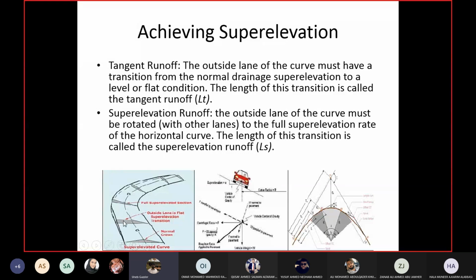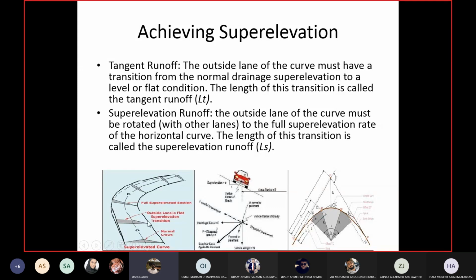This is tangent runoff. Then the next step is known as super elevation runoff. In super elevation runoff, the outside lane plus any lane which doesn't have slope equal to full super elevation is raised to the value of full super elevation. For example, let's say the outside lane is flat now. So it will be raised from flat to 3%. Done.